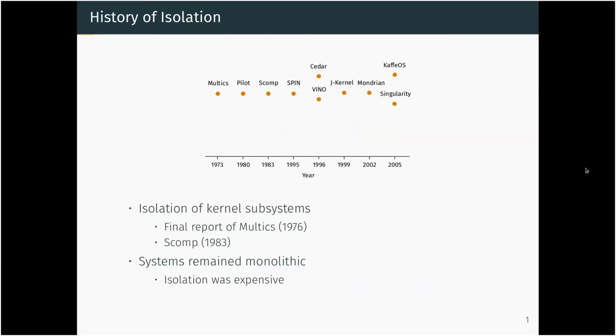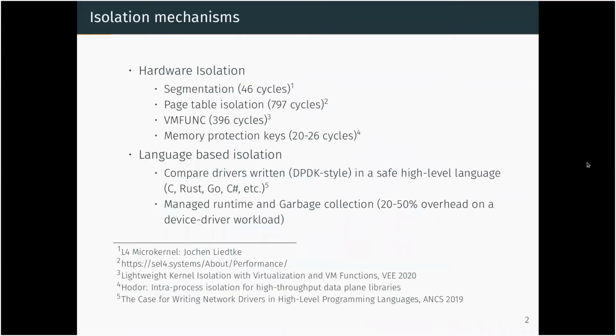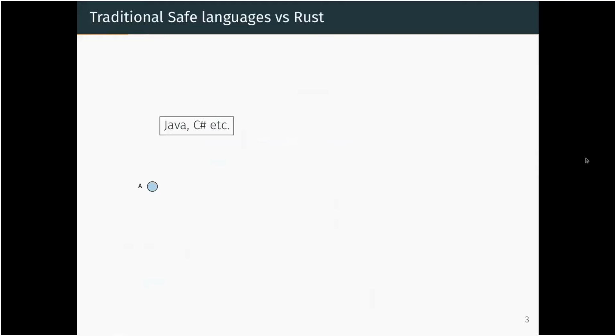Unfortunately, despite many attempts to introduce fine-grained isolation to the kernel, as shown on the graph, modern systems remain monolithic. Historically, software and hardware mechanisms remain prohibitively expensive for isolation of subsystems with tight performance budgets. Focusing on performance, modern commodity CPUs provide only basic support for coarse-grained isolation. Hardware isolation mechanisms are rather expensive, and the overhead of safe languages is prohibitive as it typically involves a managed runtime and a garbage collection.